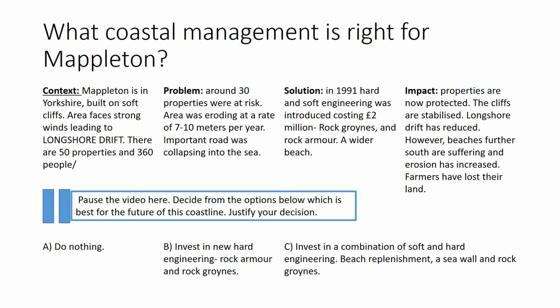B, invest in new hard engineering, so rock armour and rock groins. Or C, invest in a combination of soft and hard engineering between Mappleton and further south. Beach replenishment, a sea wall, and extending the rock groins.